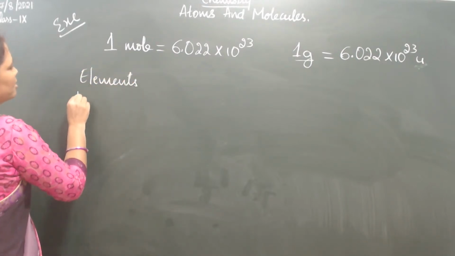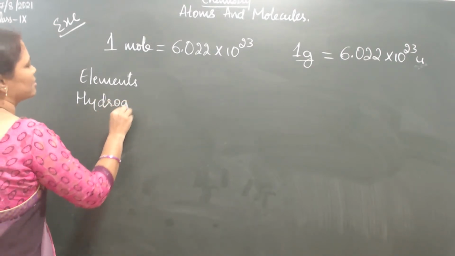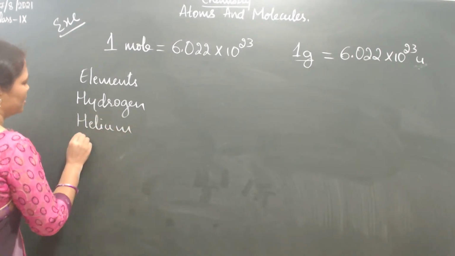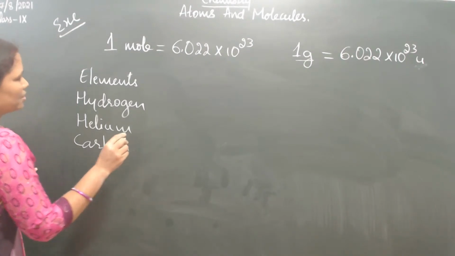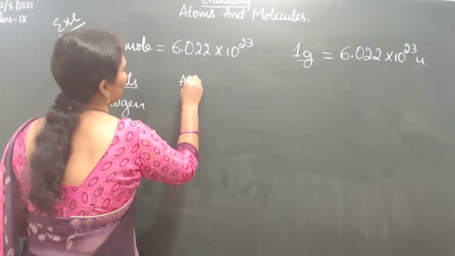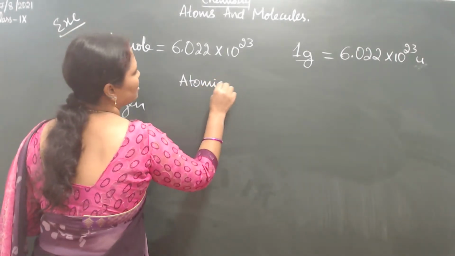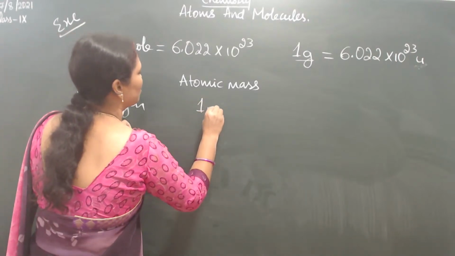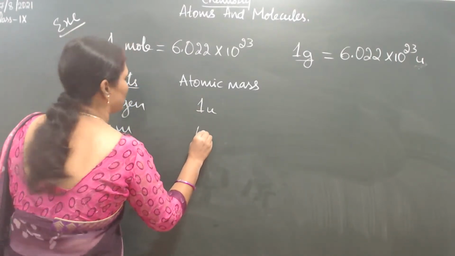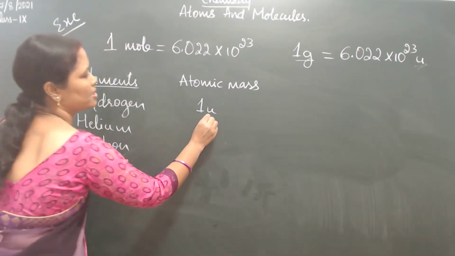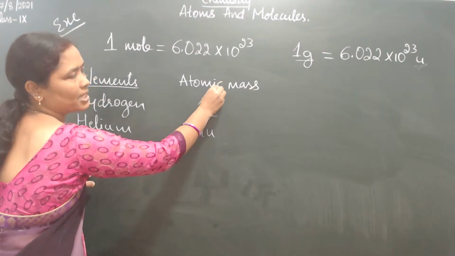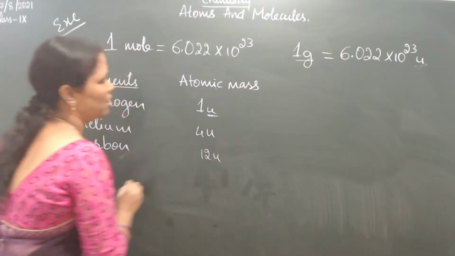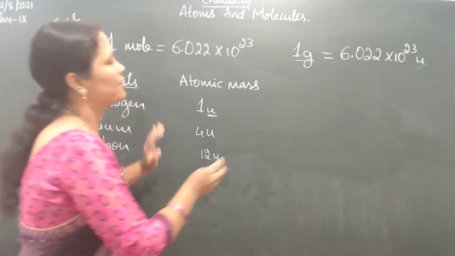Elements like hydrogen, helium, carbon. The atomic mass of these elements: hydrogen, atomic mass 1 U; helium, 4 U. This is the unit which we use to measure the mass of an atom. And carbon, 12 U.